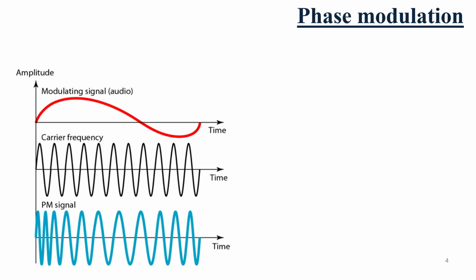Before discussing this question, let's take the basic concept of phase modulation, since this question belongs to phase modulation. Here is your modulating signal, the message signal, this is the carrier wave, and this is the phase modulated wave. You can see that in phase modulation the frequency is varying. Here it is very high, here it is low. So what is the ratio of maximum frequency to the minimum? This is the question.